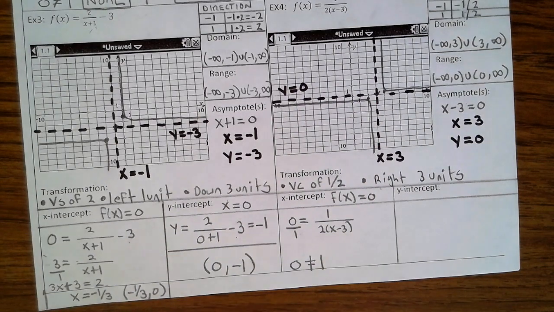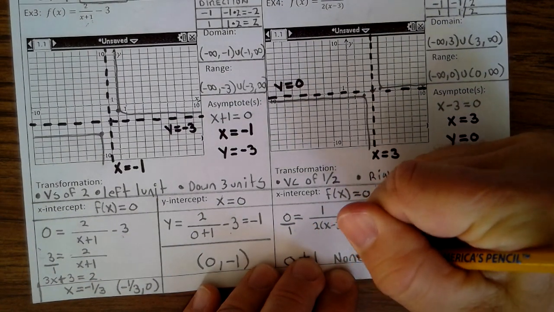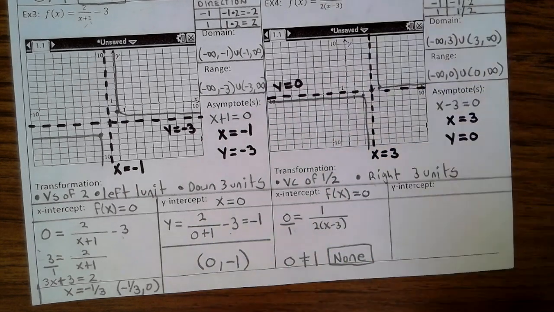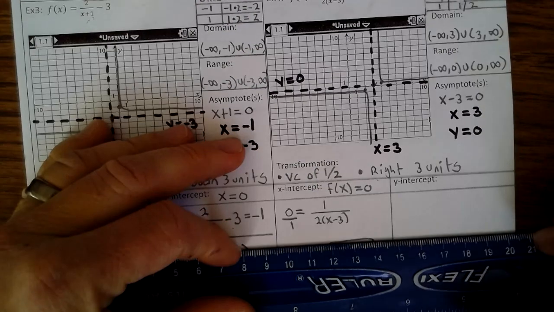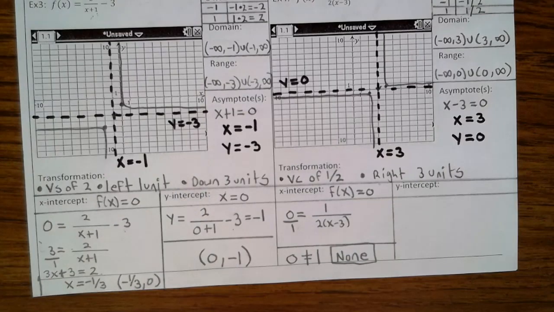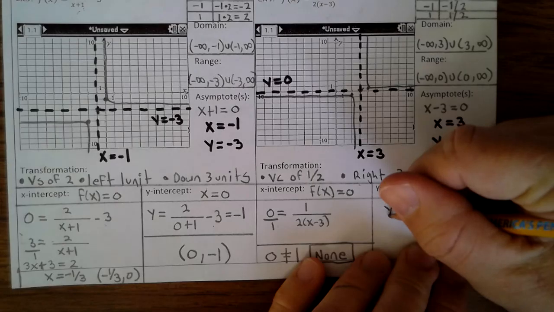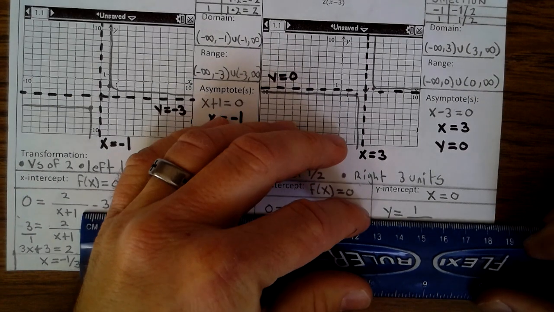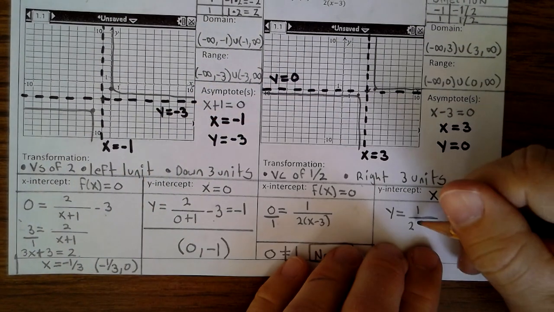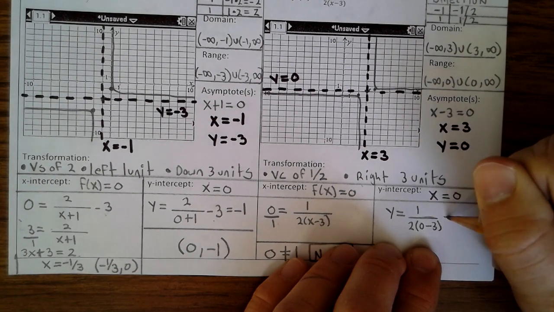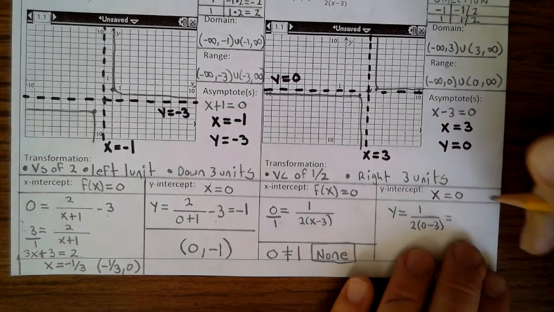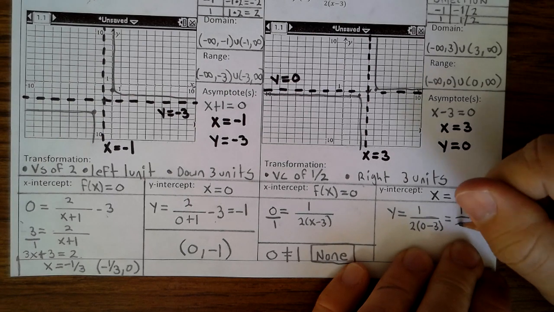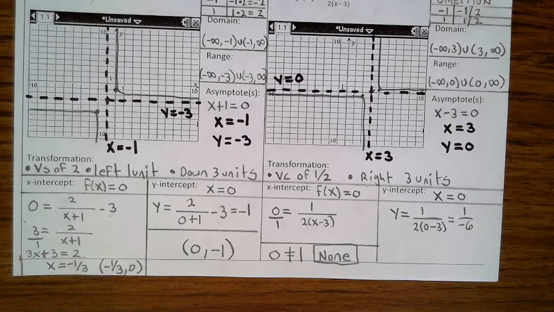Okay. Now for the y-intercept, that's when x equals 0. So y equals 1 divided by 2 times parentheses 0 minus 3. Well, that becomes 1 divided by negative 6. So our y-intercept would be 0, negative 1 divided by 6.